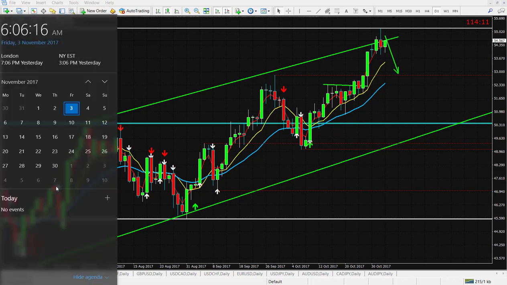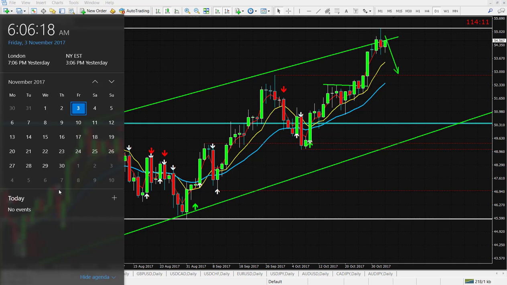Today, 3rd of November 2017, it's about 6 minutes past 6 a.m. in Melbourne, Australia, and as you can see it's 7 p.m. in London and it's 3 p.m. in New York.